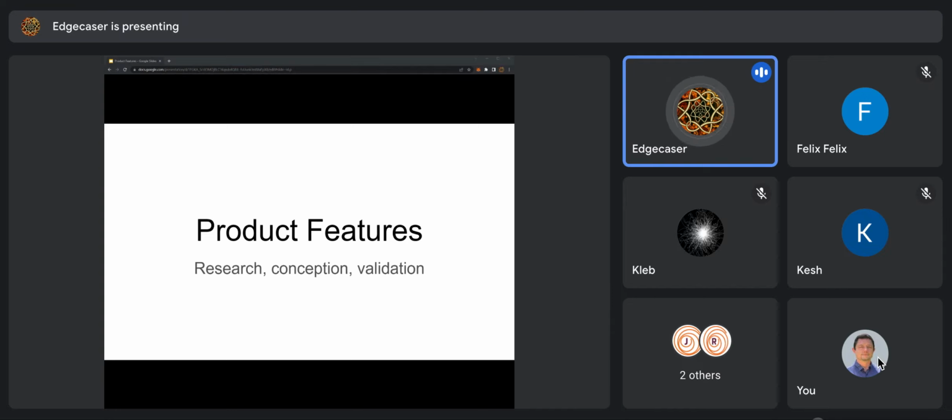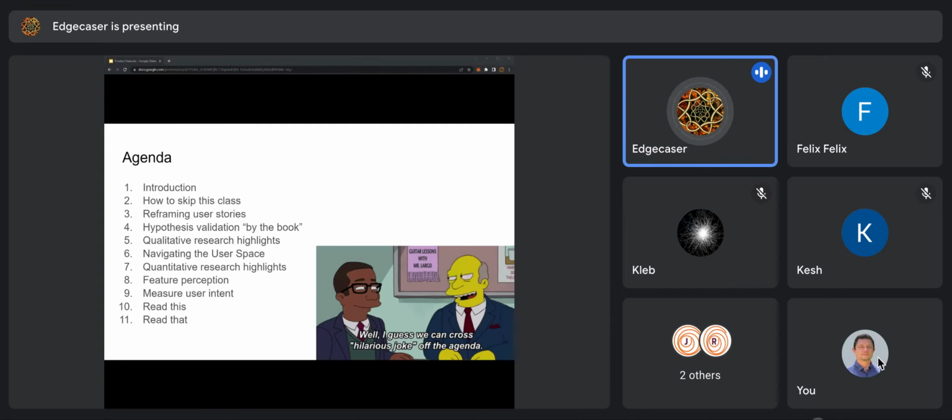But let's get started. This is a little bit of what we're going to talk about. I'm going to first tell you why I'm here and why they invited me to speak here. I'm going to make it really easy for you to skip this class by meeting one requirement, and if you do that, I don't think you need to do the rest of this.